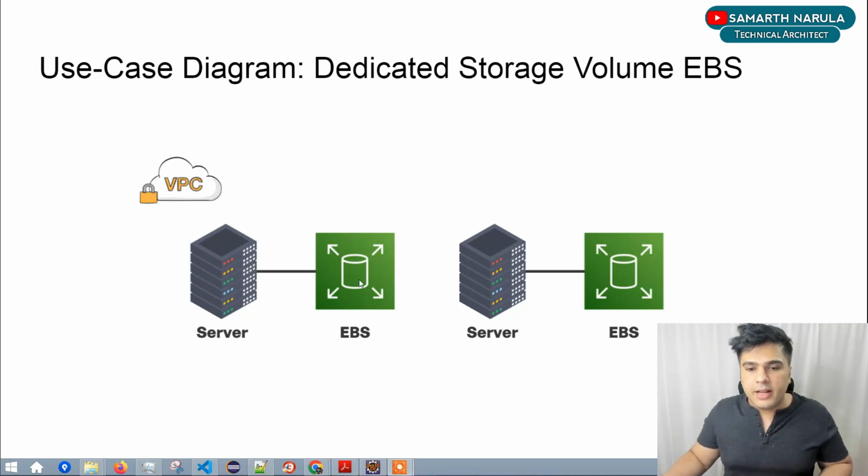This is one server, it has one EBS attached to it. This is another server, it has another EBS attached to it. So whatever data this server is storing in this EBS, this server cannot access, because this server is not attached to this EBS. One EBS can be attached to one server.